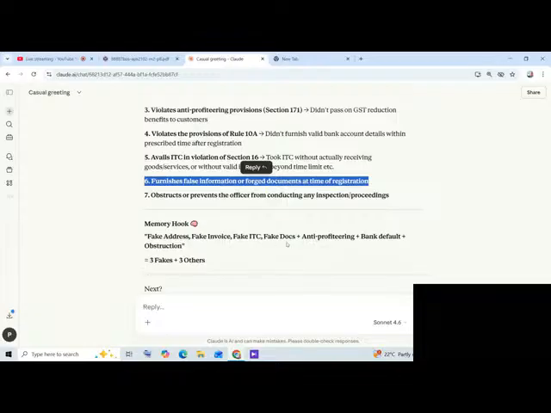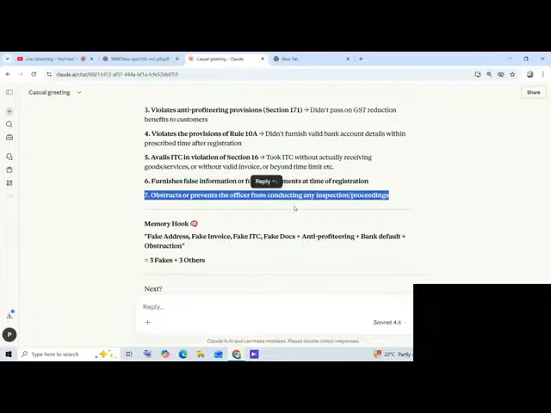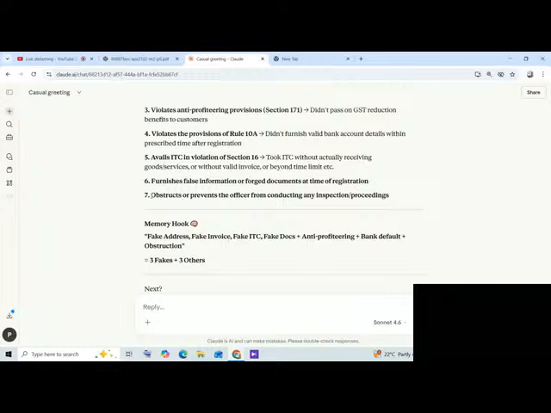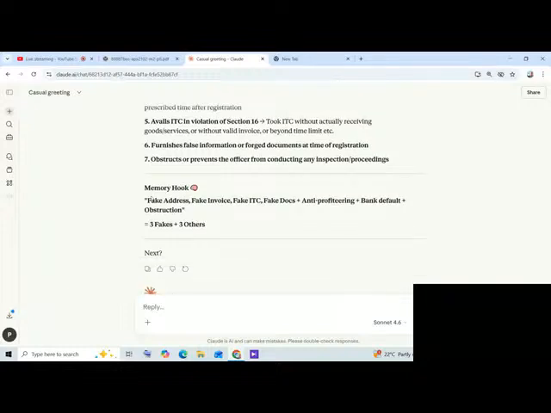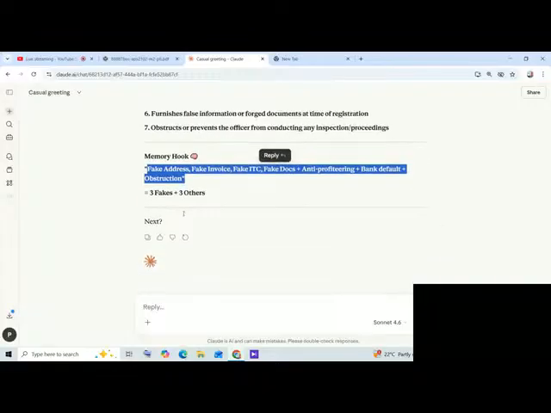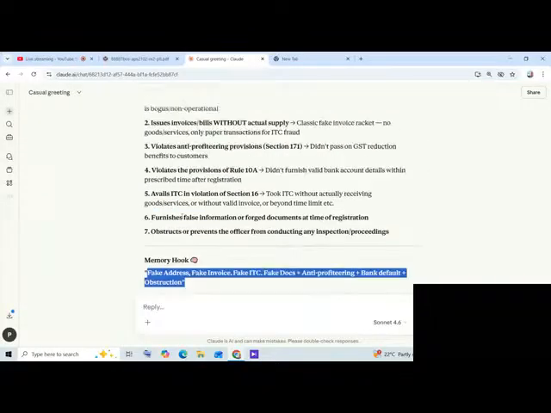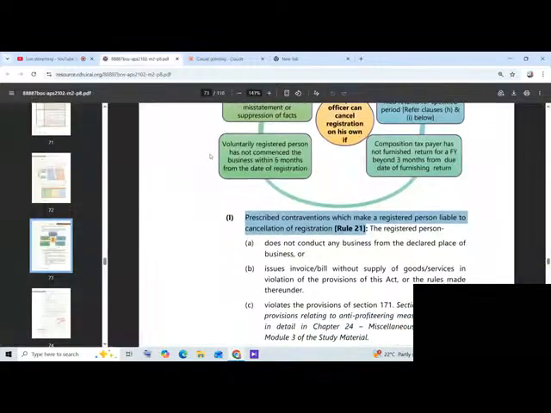Furnishes false information or forged documents at the time of registration, obstructs or prevents the officer from conducting any inspection or proceedings. Fake addresses, fake invoices, fake ITC, fake docs, anti-profiteering, bank default, obstruction. Three facts plus three others. Okay, so let's read it from here.